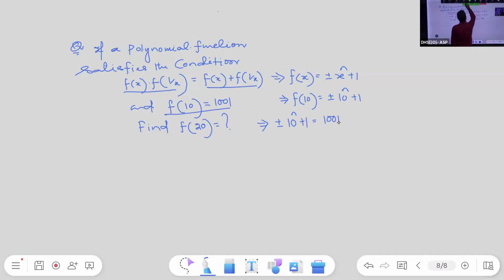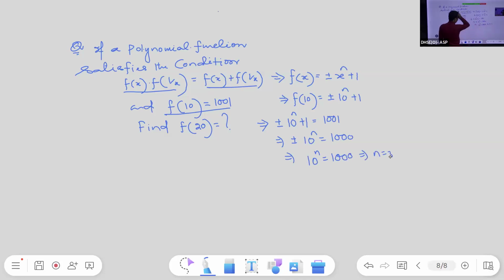Yes, Akarsak, it is 801. You are absolutely correct. Okay. So this implies plus or minus 10 to the power n is equal to 1000. So negative sign is not possible. So 10 to the power n is equal to 1000. This implies n is equal to 3.